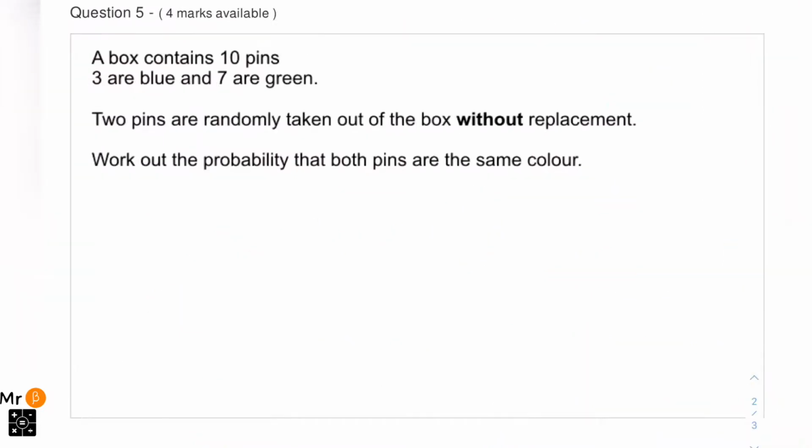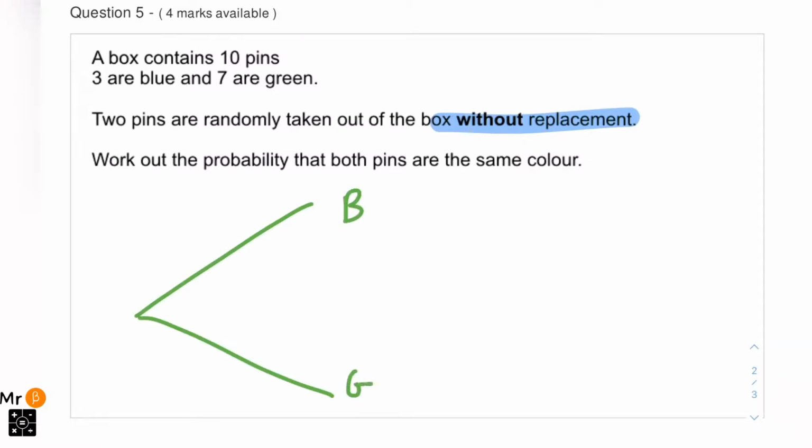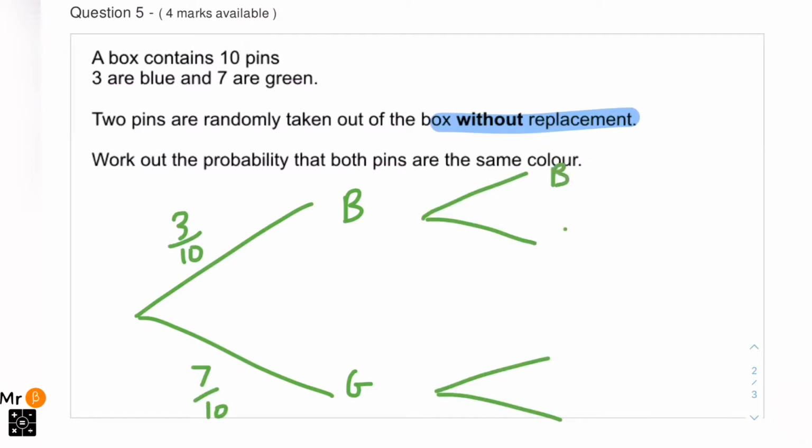Our final question tells you that there's a box which contains 10 pins, 3 are blue, 7 are green. 2 of the pins are taken without replacement. So again we're going to draw a tree diagram. We've got blue, we've got green. 3/10 are blue, 7/10 are green. So then on our second pick we could pick a blue or a green, or blue or a green.